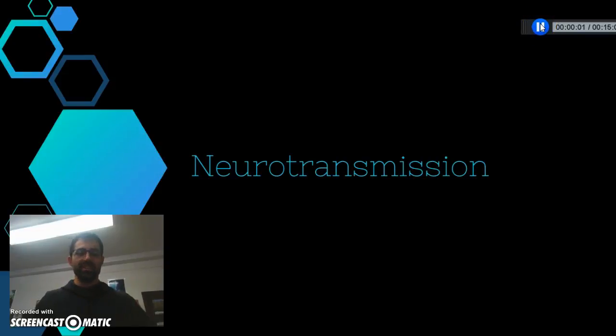Alright, let's talk about neurotransmission now. Neurotransmission is the process by which neurons actually communicate. This happens in part, as I said, through an electrical signal, but there's actually also a chemical component. So let's take a closer look at these.